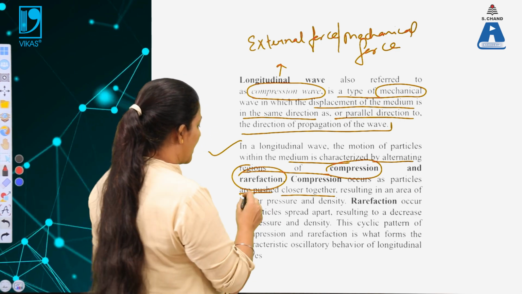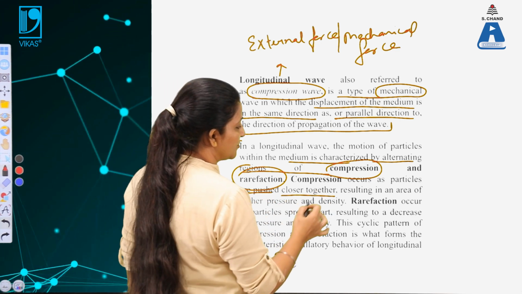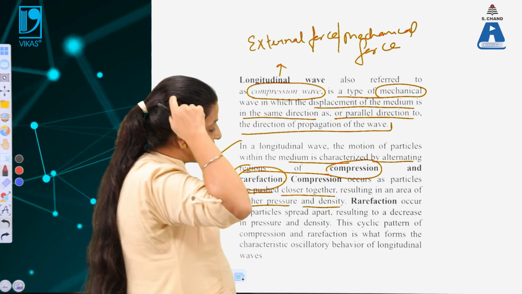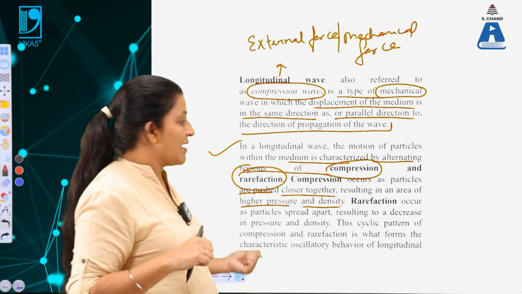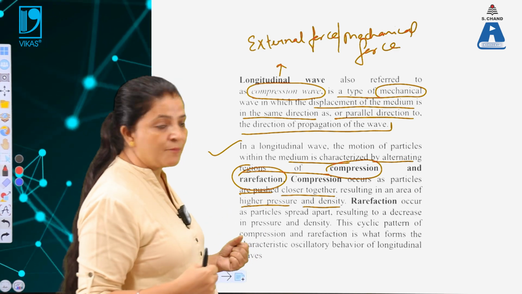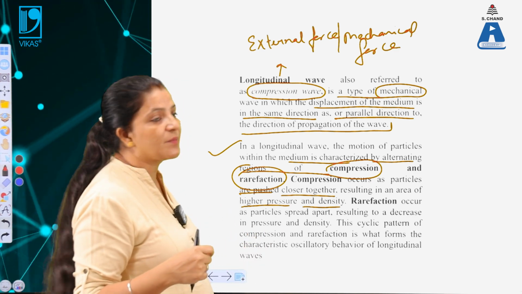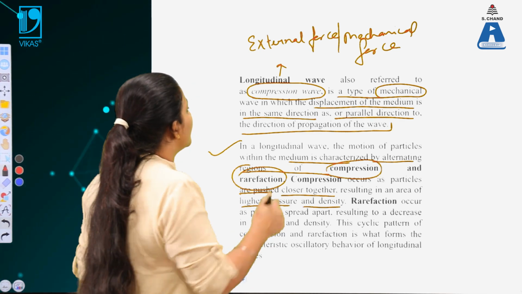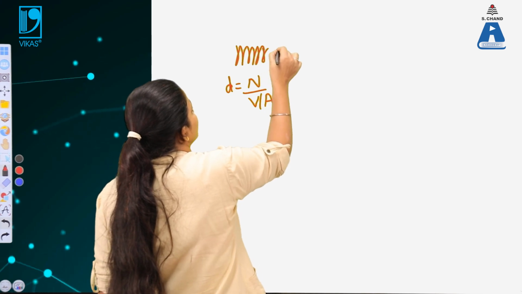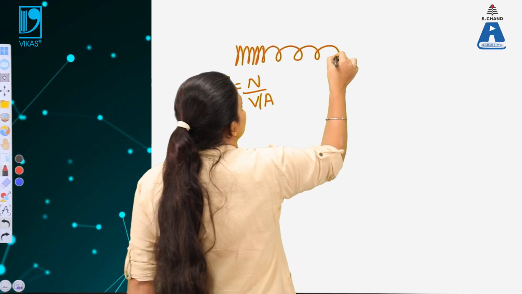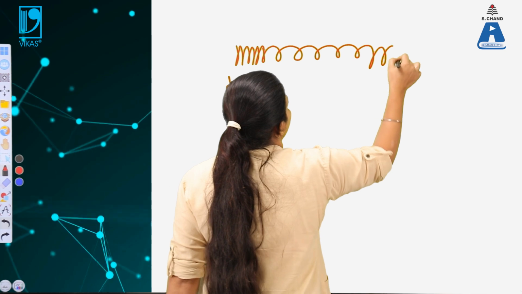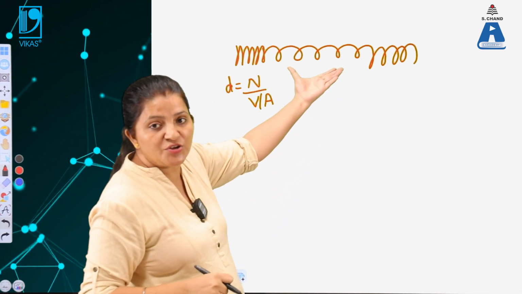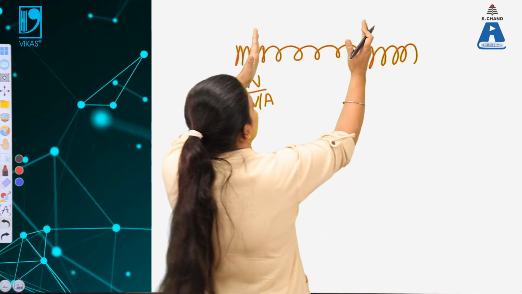So compression occurs as particles are pushed closer to each other, resulting in an area of higher pressure and density. What is a rarefaction? Rarefaction occurs as particles spread apart, resulting in a decrease in pressure and density. So in rarefaction, particles get separated from each other and the area is very large.